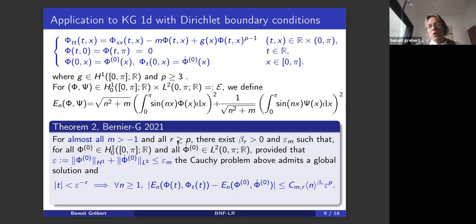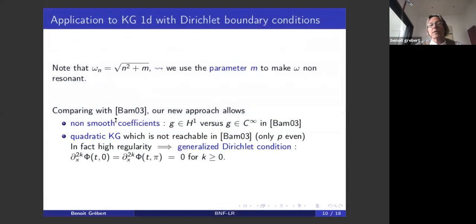Maybe I want to comment about almost all m: why we have to consider some spectral mass, while we are not able to consider all the masses. The point is that the frequencies for Klein-Gordon are given by this formula: omega n is just the square root of n squared plus m, and n is an integer. So to be sure that these frequencies satisfy the non-resonant condition, we use the parameter m. So at the end, we obtain a result for almost all m.